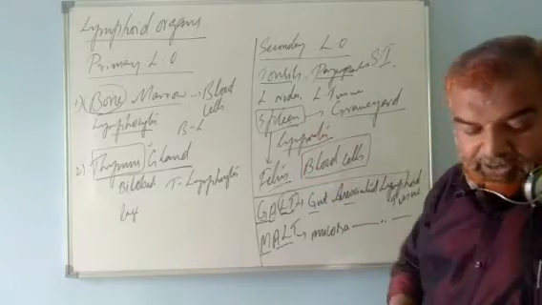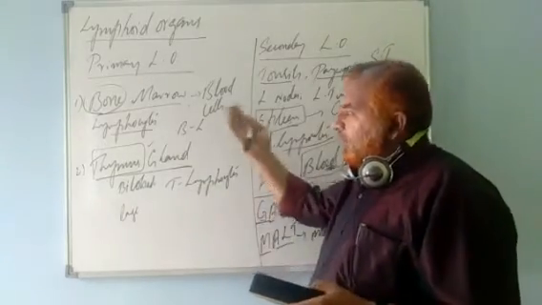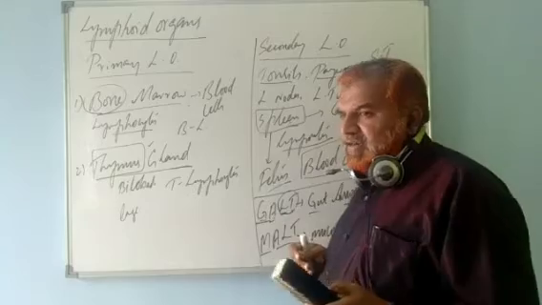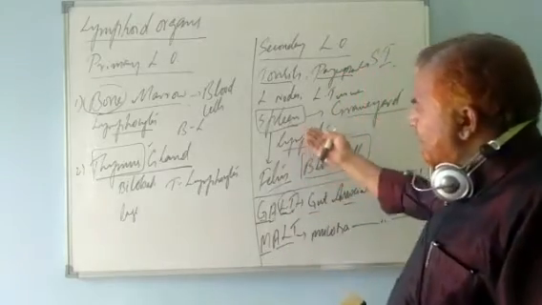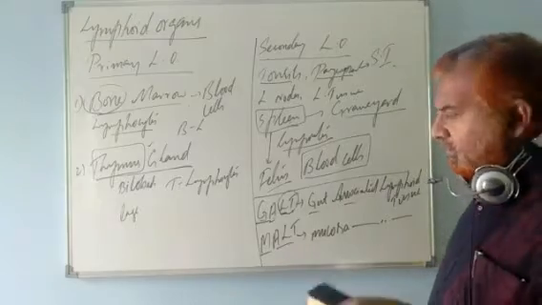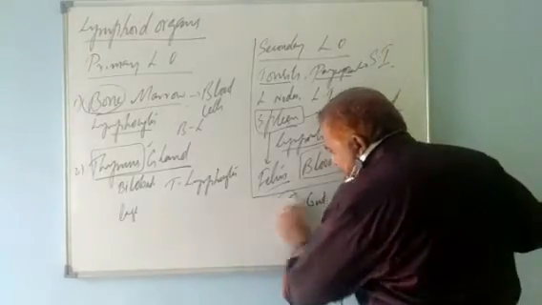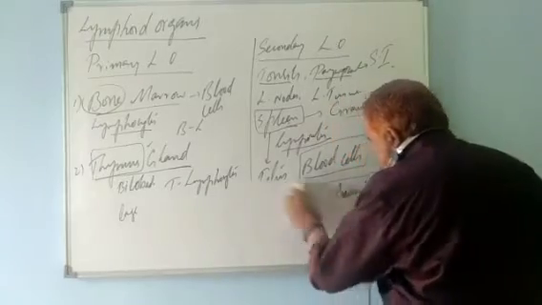This is about the lymphoid organs. One question can be asked here: examples of primary lymphatic organs, or examples of secondary lymphatic organs, or the function of the spleen, or what is MALT, or what is GALT. Right? All these questions can be asked in your exam. Very important topic. And the next topic is very important also, very interesting also.